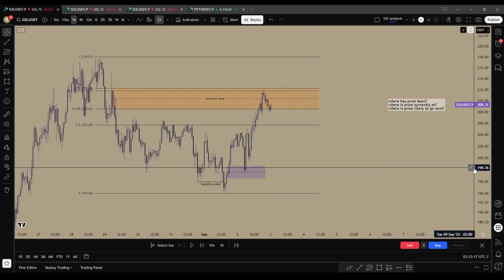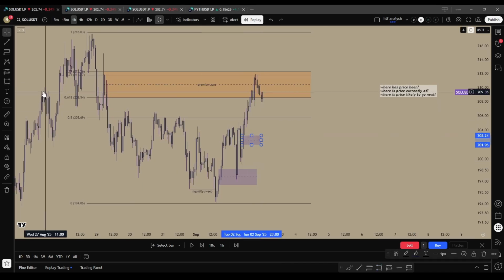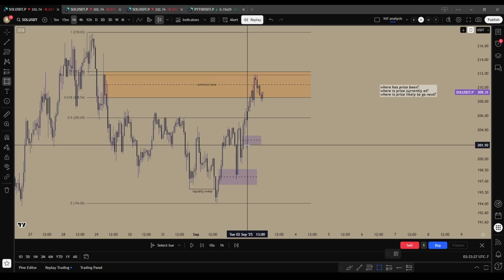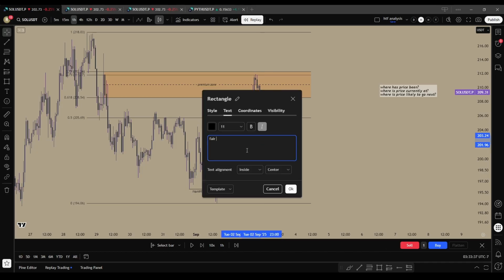Okay. Now, while I'm looking for shorts, I'm also going to be looking at where can price go. So right here, we can clearly see there's a fair value gap right below, right? But if you guys remember the prior video, or even if you're on my Discord, I don't just rely on a fair value gap, okay?